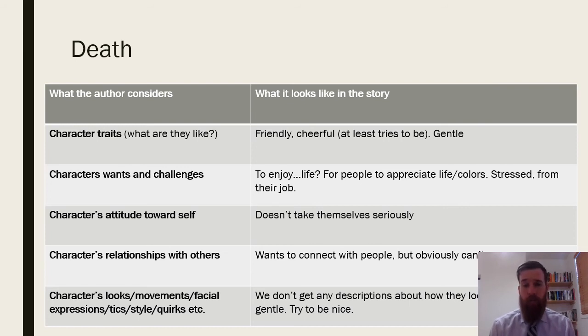Relationships with others, obviously can't connect with people too well, but it seems like there's a desire there for Death to connect to people. And then as far as the looks, the movements, the facial expressions, we don't get a ton, which I think is, again, intentional because the author thinks that we have a picture of what Death looks like. But we do get the way that Death moves in the world, like acting gentle, trying to be nice, trying to give explanations and make you feel a little less stressed about this experience you're about to have. So I'm definitely learning a lot about Death. And again, these are all intentional choices that the author makes.